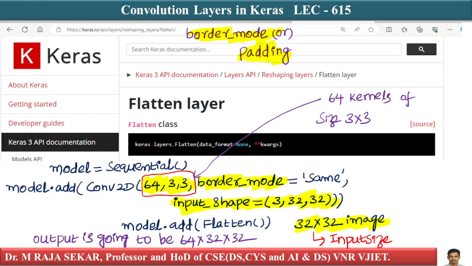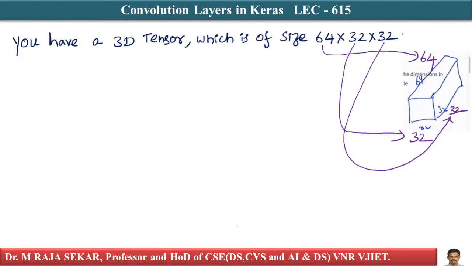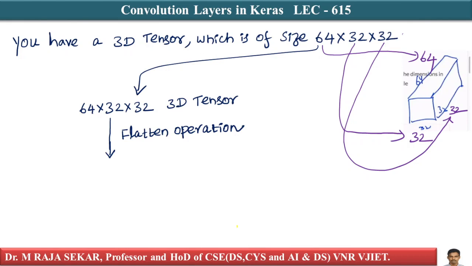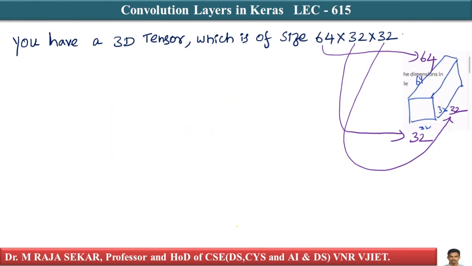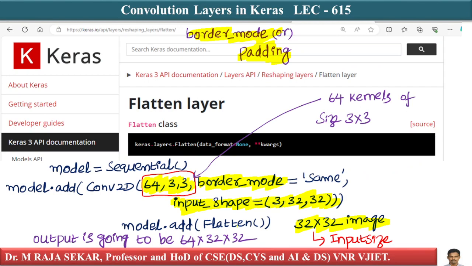Border mode or padding, they are of the same meaning. What you are writing here is same. Just see border_mode equals same. What does it mean? You are using same padding. This 64 is basically the number of filters. I will repeat, 64 is basically the number of filters, isn't it? 32 by 32 is just like n cross n.